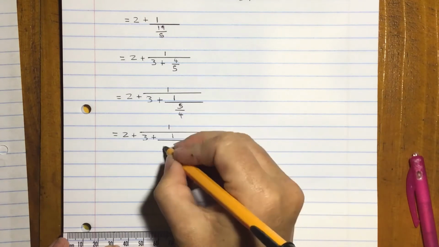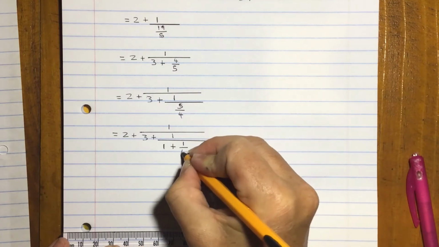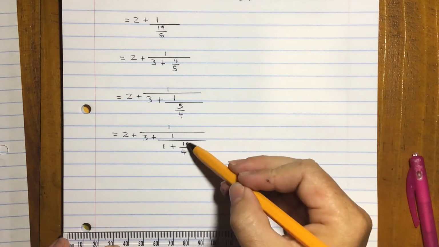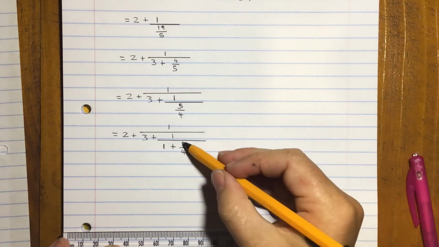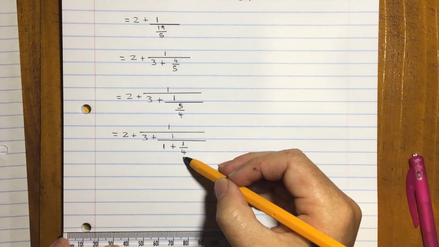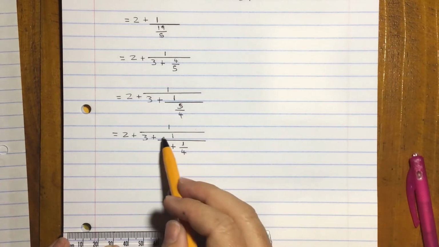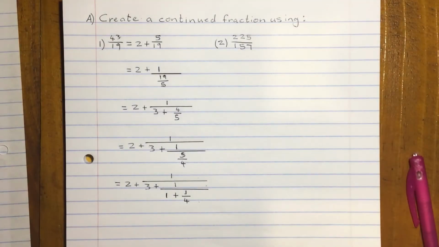5 divided by 4 is 1 plus 1 over 4. And now, if we look at this one, we could tip 4 over 1 and get an improper fraction. But 4 divided by 1 will just leave me with 4, which will bring me back to 1/4. And so we will stop at this point. And as you can see, we've got a continued fraction, a fraction in a fraction in a fraction. Let's look at our second example.